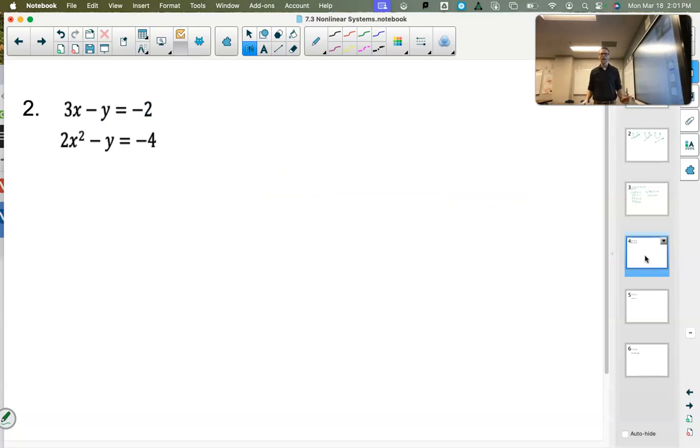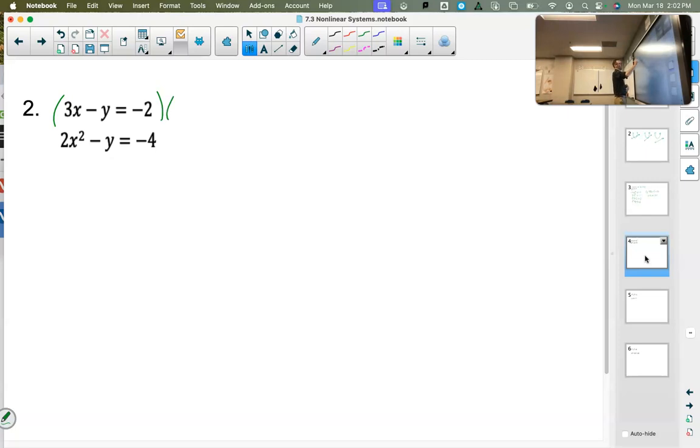Is this, again, a line and a parabola? Yes, it is, right? The top one's a line. We have just an x, just a y. The second equation has an x squared, but the y is still to the first power. Looking at this, how do I want to solve this system? I'm thinking I want to use elimination.